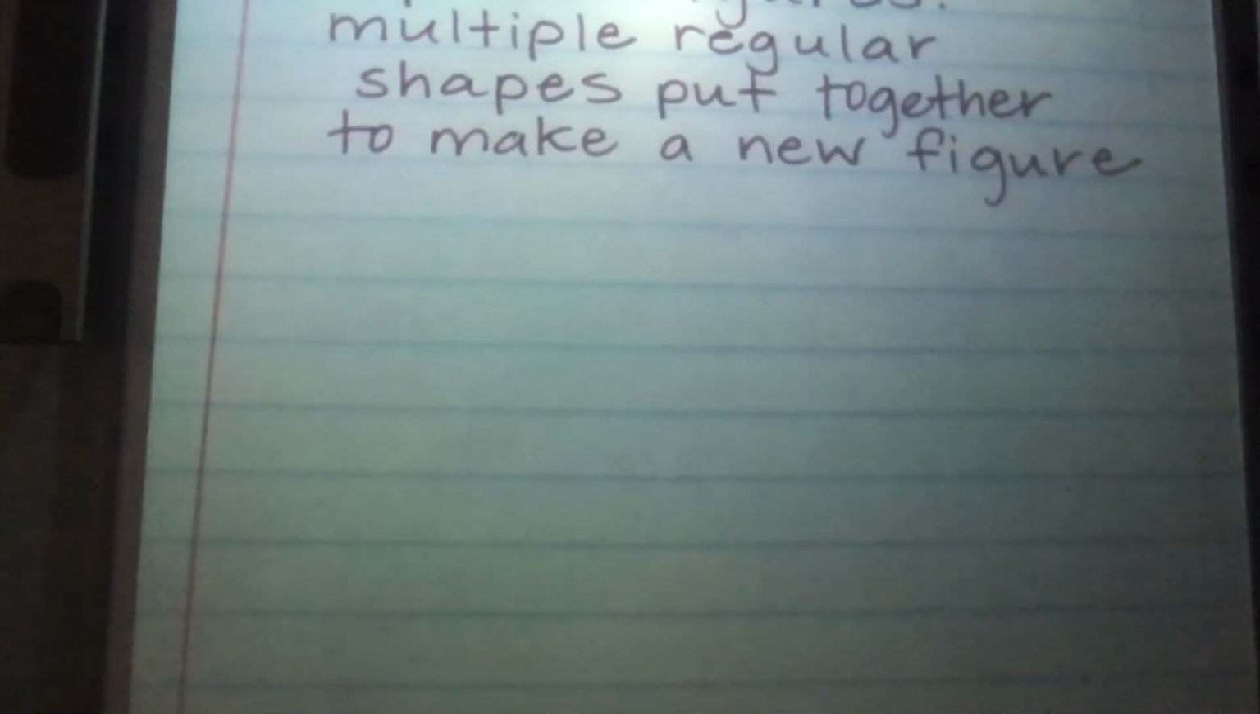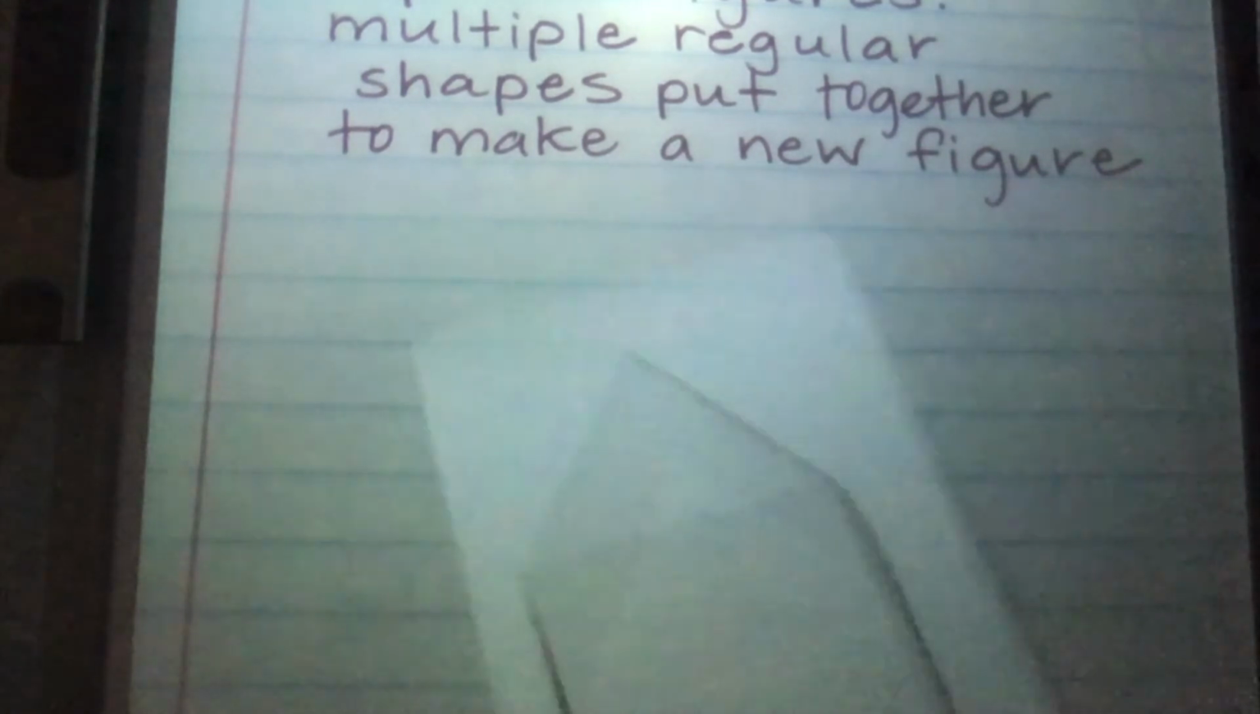Okay, now let's talk about composite figures. Composite figures are when you take multiple shapes or figures and you put them together to make a new figure. This week, we are just introducing composite figures, so you are not going to have to find the area of composite figures, but next week you will. So I want to make sure that we're prepping for that so that next week there's not like a shock. So let me show you an example of a composite figure.